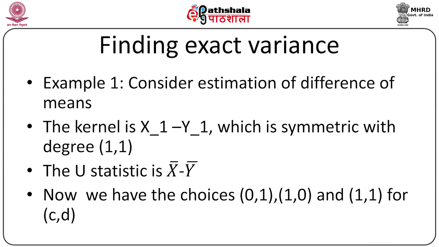Next, we concentrate on finding the exact variance of some U statistic. Consider example 1, where the objective is to estimate the difference of the means. Naturally, the kernel is x1 minus y1, which is symmetric and of degree 1, 1. The corresponding U statistic is simply x bar minus y bar, that is, the usual estimator of the difference of sample means. Since phi has degree 1, 1, we have the choices 0, 1, 1, 0 and 1, 1 for CD. Thus, for the calculation of variance, we need to calculate sigma square 0, 1, sigma square 1, 0 and sigma square 1, 1.